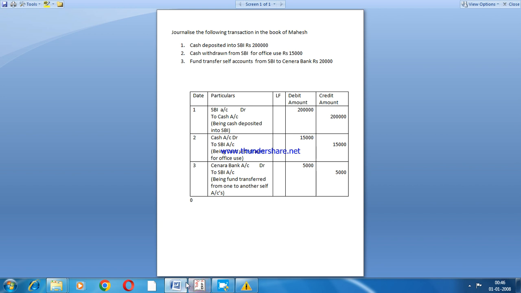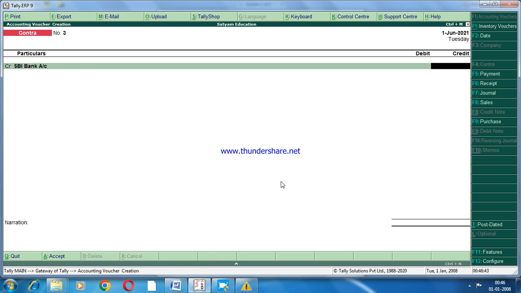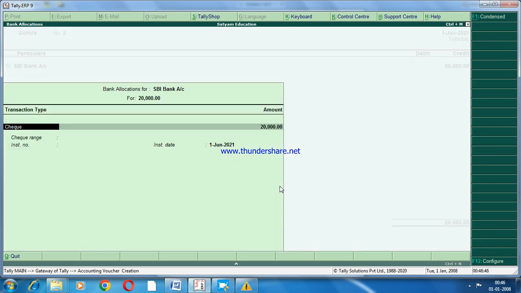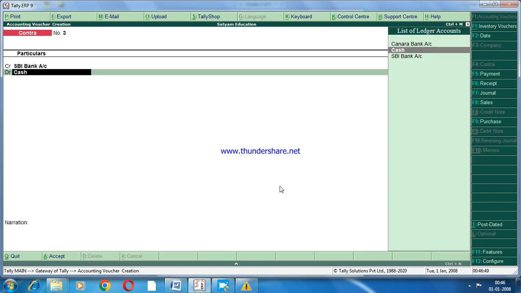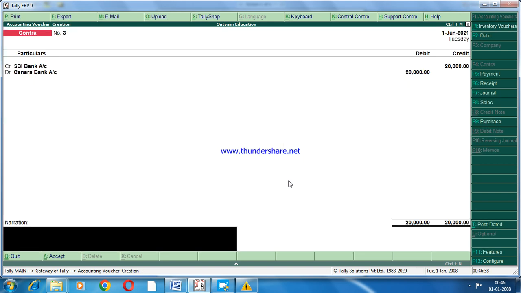Do the transaction. Canara account debit to SBI. The amount is 20,000. Credit SBI, the amount is 20,000, and debit Canara Bank account 20,000. Write the narration: being fund transfer from one to another account.